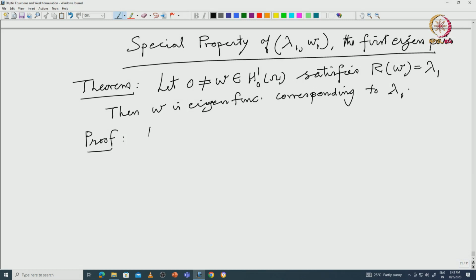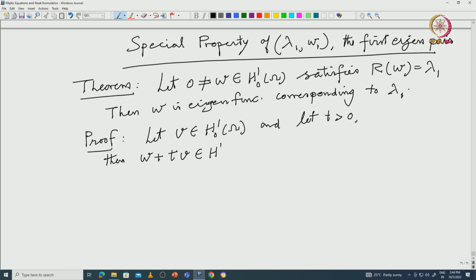The proof is easy. You start with any V in H1 naught and let t be positive. Then W plus tV, where W is the given one for which R(W) is equal to lambda 1, is in H1 naught, that is not a problem. And hence you know that R(W plus tV) is greater than or equal to lambda 1, because lambda 1 is a minimizer of R.